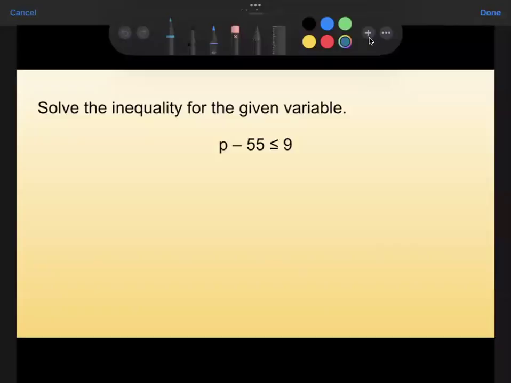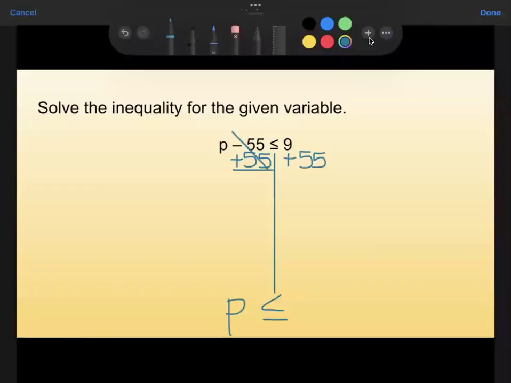Okay, here is our final example for today's video. This is p minus 55 is less than or equal to 9. Okay, so I'm going to go ahead and put that line down here, and I'm going to check to see if p is being multiplied or divided by a negative number. In this case, it is not, so I can keep that symbol the same and bring it down. Now I need to get the 55 away from the p. The opposite of subtracting 55 is to add 55 to both sides, so that this is going to cancel out and I can bring down the p.